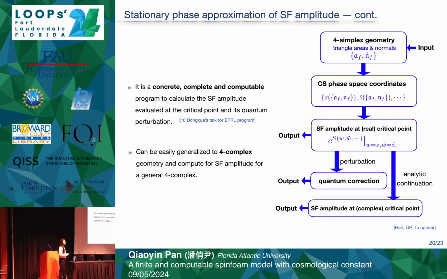Although we haven't had a numerical package to implement this algorithm, it is feasible. It's a concrete and complete program to calculate the Spinfoam amplitude evaluated at the critical points and its quantum corrections. And although I just gave you the 4-simplex geometry here and the amplitude for a simplex, using the critical geometry I just described, this can be easily generalized to a 4-complex geometry, and we can use the same algorithm to compute the Spinfoam amplitude for a general 4-complex.